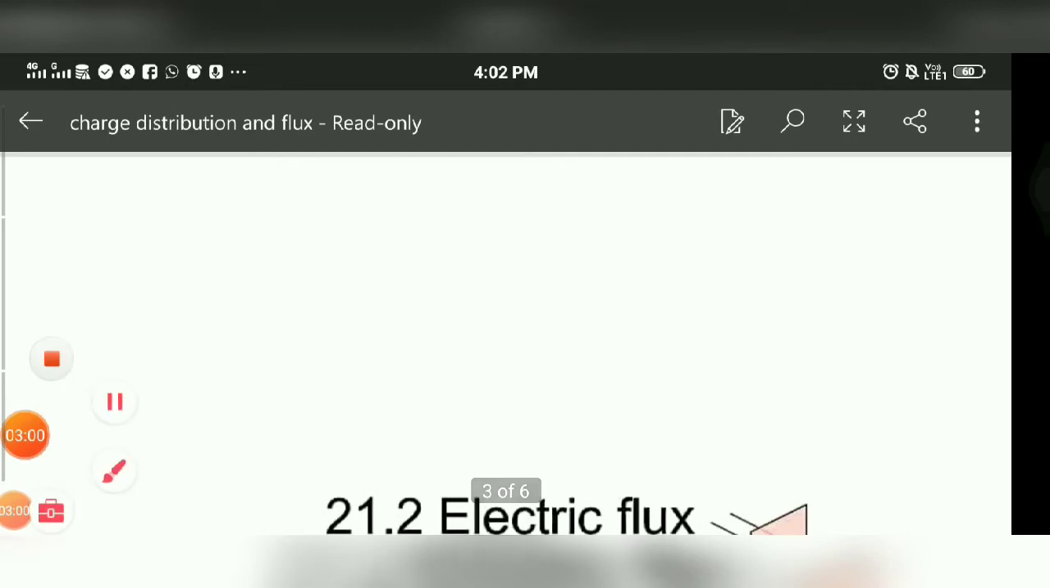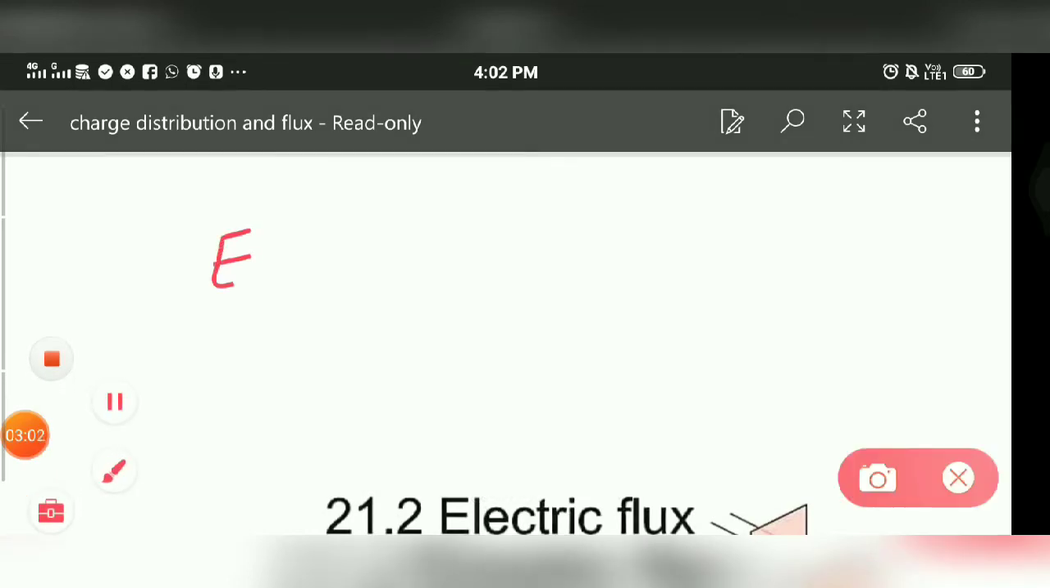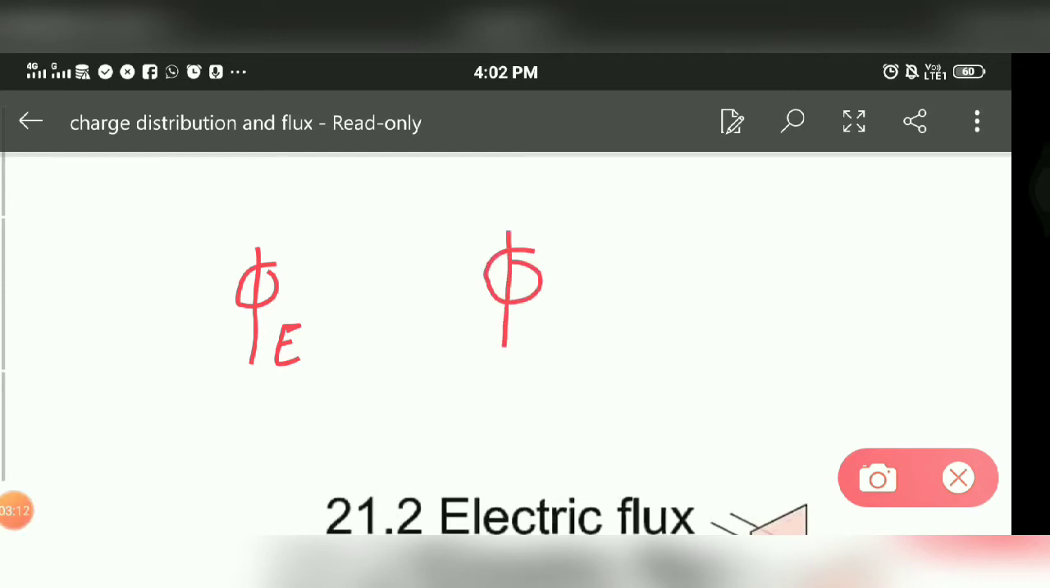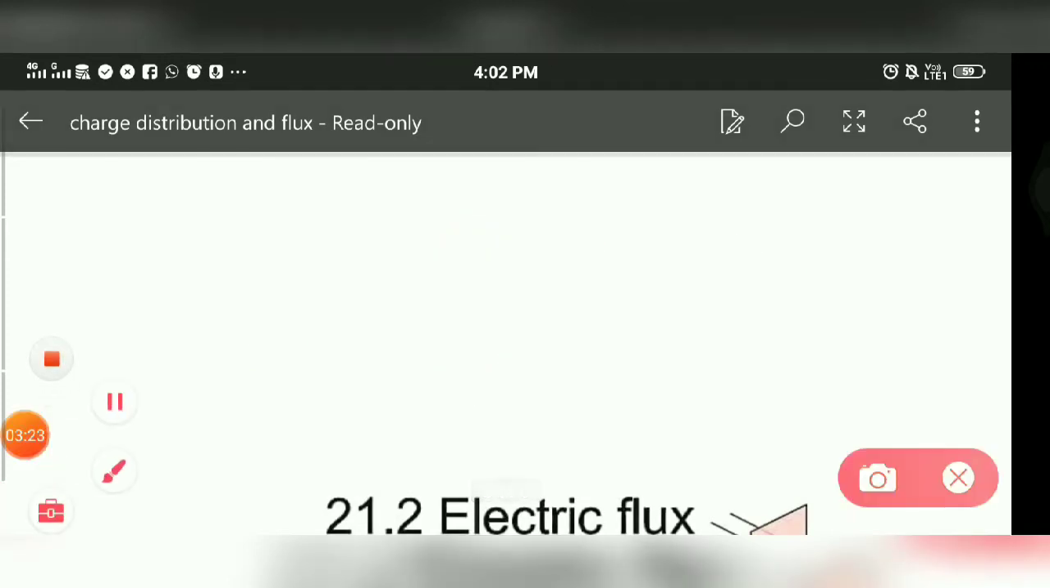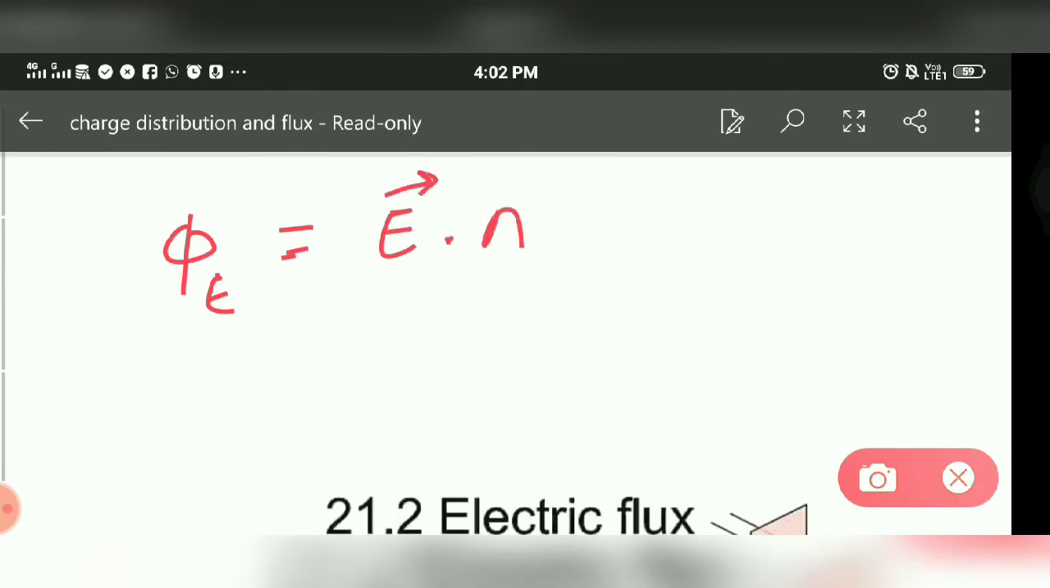Now electric flux is denoted by phi E. Flux is represented by the symbol phi. If it is electric flux, it is represented by phi E. If it is magnetic flux, then it is represented by phi B. We'll discuss it later, but right now we are discussing phi E, the electric flux. It is a scalar quantity. Its formula is the amount of electric field passing through a given area.